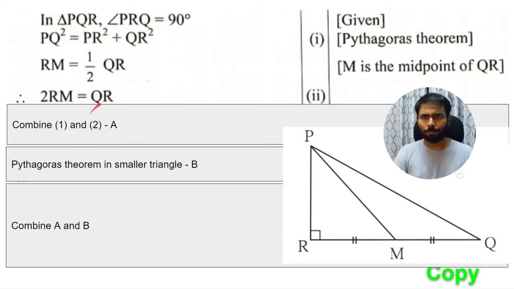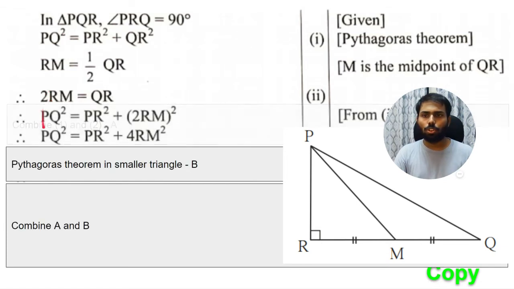कैसे कंबाइन करेंगे? यहाँ पे RM है, यहाँ पे QR है, बट आई कैन सी हियर आल्सो वी हैव QR, राइट? सो यहाँ पे भी QR है, यहाँ पे भी QR है. सो इंस्टेड ऑफ राइटिंग QR ओवर हियर आई कैन राइट 2RM. सो यहाँ पे QR के यहाँ पे मैं 2RM लिखने वाला हूँ. ओके, सो PQ स्क्वायर को मैंने वैसे के वैसे लिख दिया, PR स्क्वायर को भी मैंने वैसे के वैसे लिख दिया, प्लस QR स्क्वायर के यहाँ पे प्लस 2RM the whole square लिखा, क्योंकि QR मेरा 2RM है.